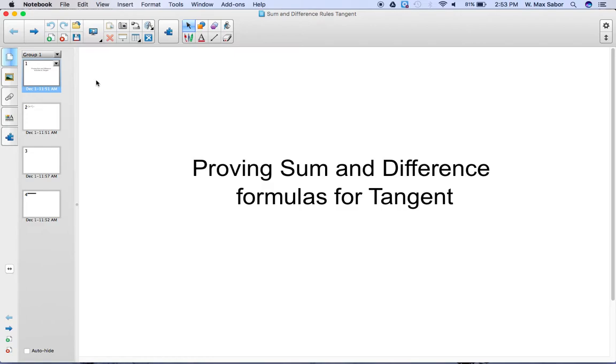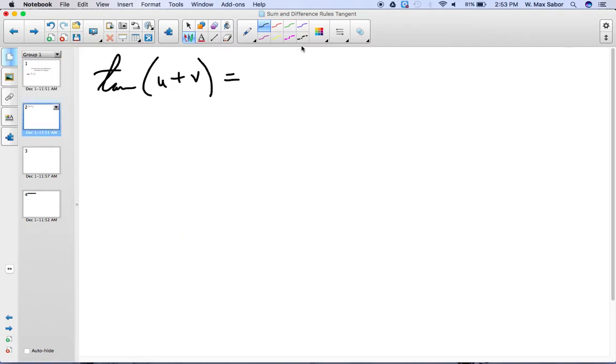Let's prove the sum and difference rules for tangent. You do need to make sure that you already know the sum and difference rules for sine, addition and subtraction, as well as cosine of u plus v and cosine of u minus v. Because what we're going to use is the quotient rule.